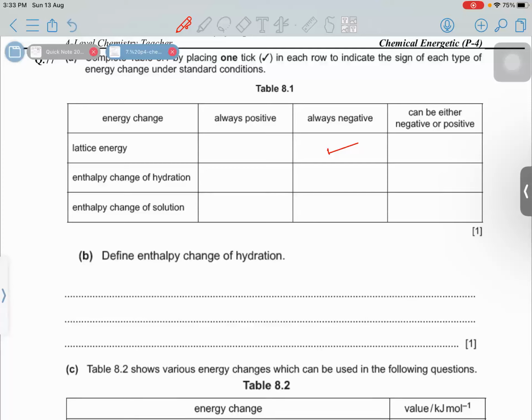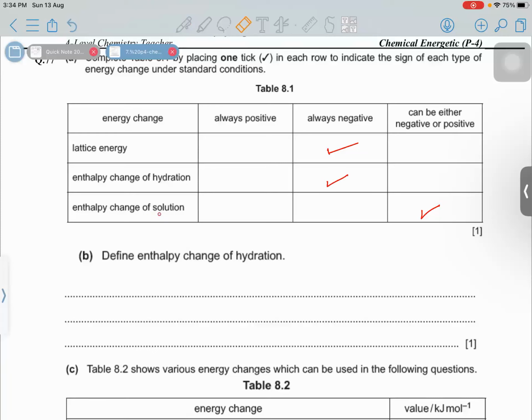Now, always remember, I am your sir. Sir is sometimes positive, sir is sometimes negative. For a positive student, sir is always positive. For a negative student, sir is always negative. So solution starts from S, so it may be positive, may be negative. Hydration is always exothermic.